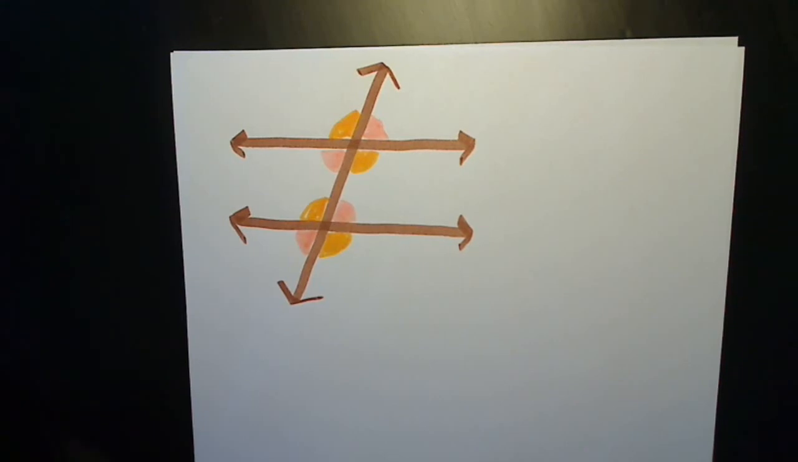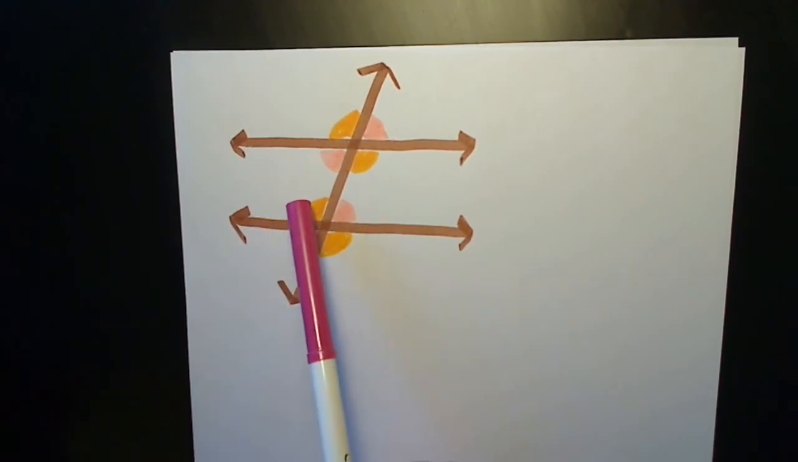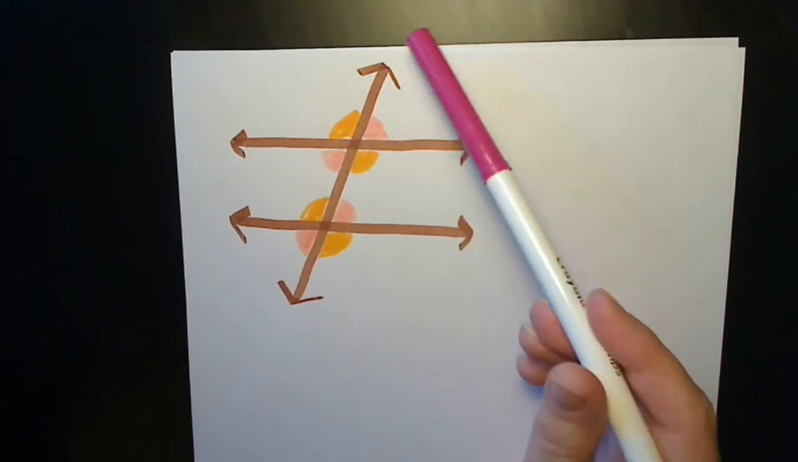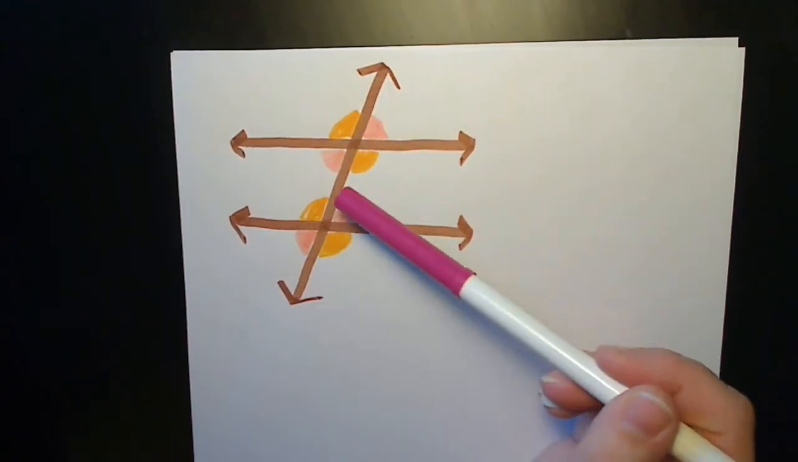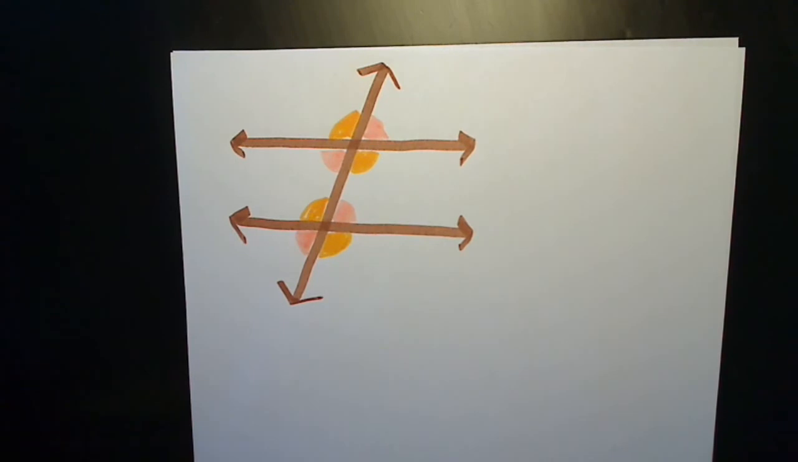Hi, this is Mrs. Jones, and we're going to be doing a review for the test over angles, and it covers parallel lines with a transversal, which is this one, and also similar angles with the triangles. Okay, so let's go over this part first.